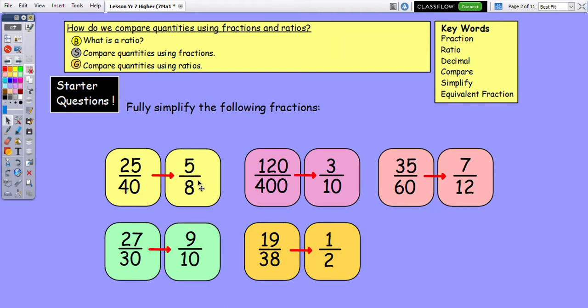Excellent. These are the answers that you should have got. So that should have been pretty easy. We should all be able to simplify a fraction. Okay, so going back to the lesson today, we're going to look at what a ratio is, how we can compare quantities using fractions, and how we can compare quantities using ratios.